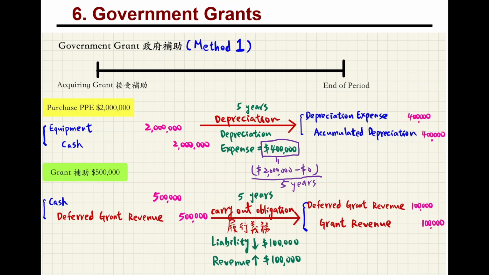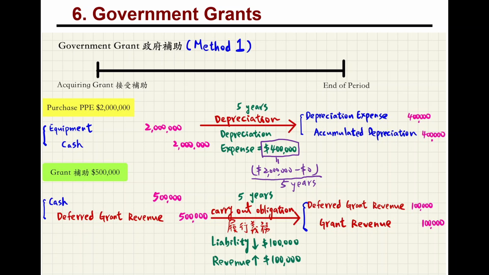Okay, are you done? So let's look at the first method. First day, you spend the money $2 million to buy the equipment, right? So your first journal entry is you spend the cash, 2 million, to buy the equipment. But don't forget at the same time you got the cash from the government. But we use the first method, which means at the same time liability increases, which is deferred grant revenue.